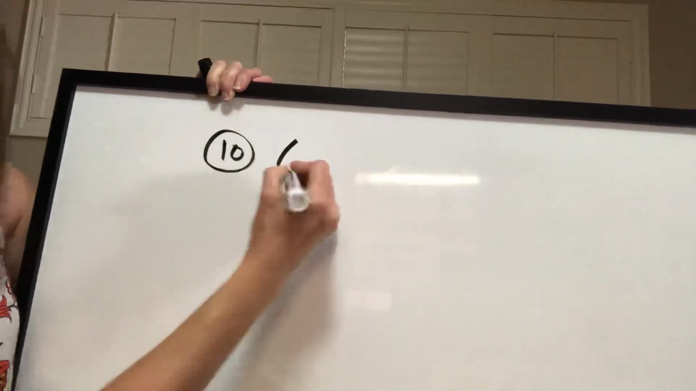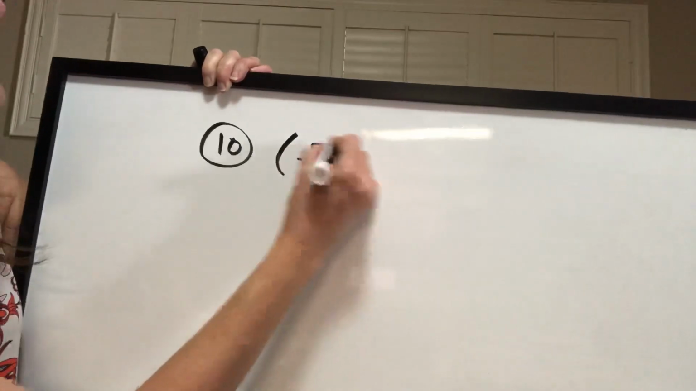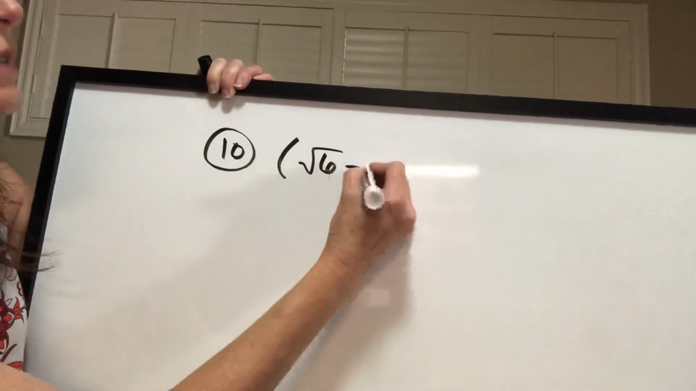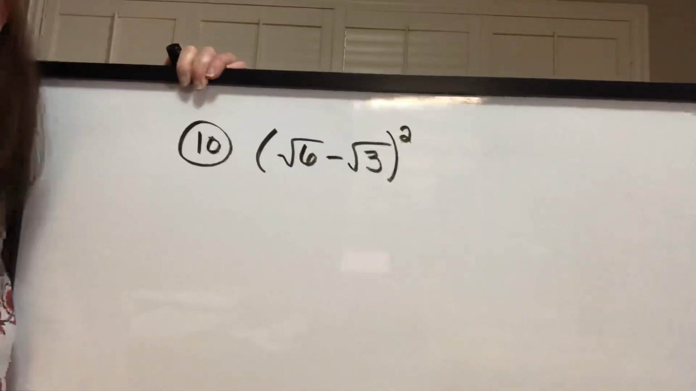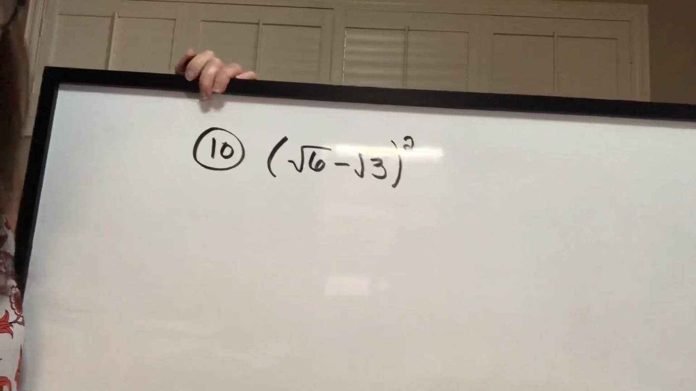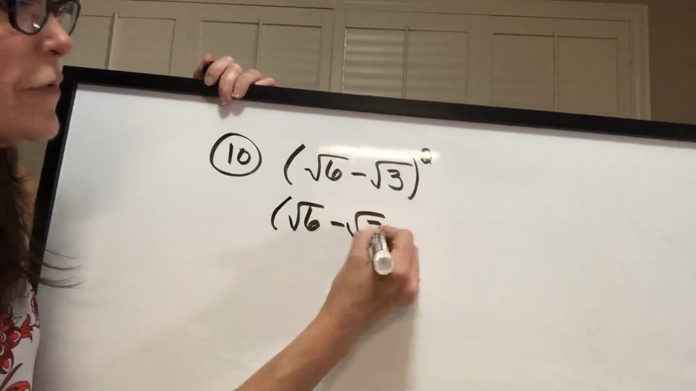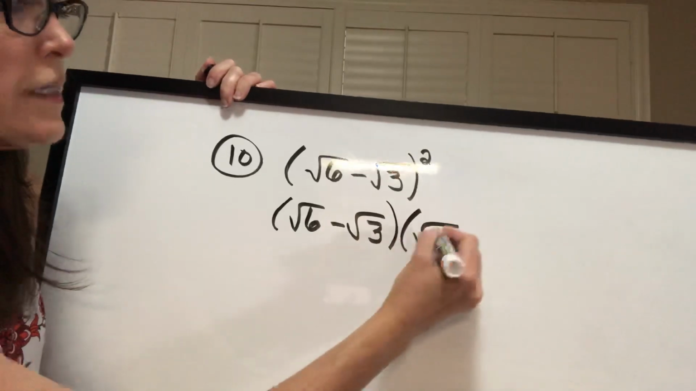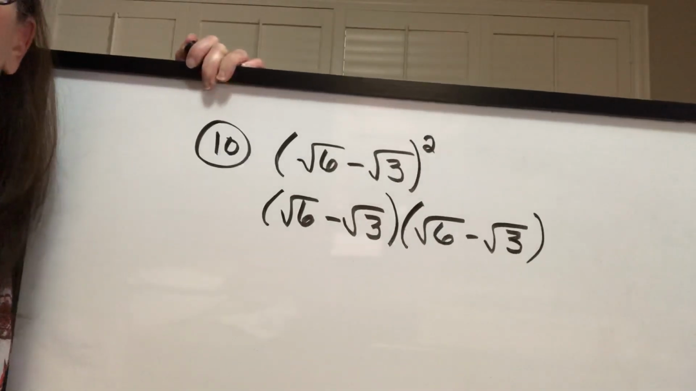So the next one, number 10, is square root of 6 minus square root of 3, squared. So again, seeing something squared means that you multiply it by itself. So think of it as the square root of 6 minus the square root of 3 times the exact same thing again. Multiply by itself.